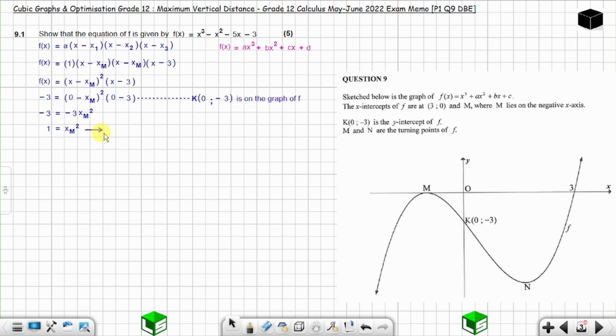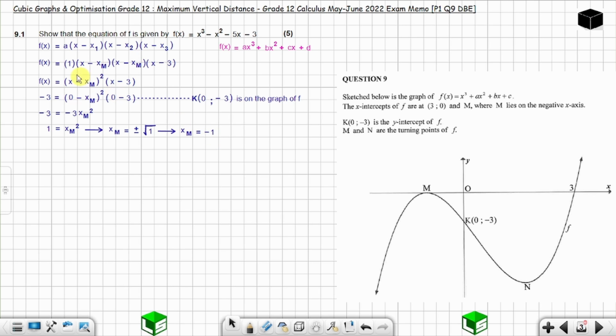Now xm is equal to plus or minus the square root of 1. xm is equal to plus 1 or minus 1. Remember, xm, the x-coordinate of point m, is negative, on the negative side. So xm is negative 1, not positive 1, because we are on the negative side. You are even told that m lies on the negative x-axis. Okay, now you have xm.